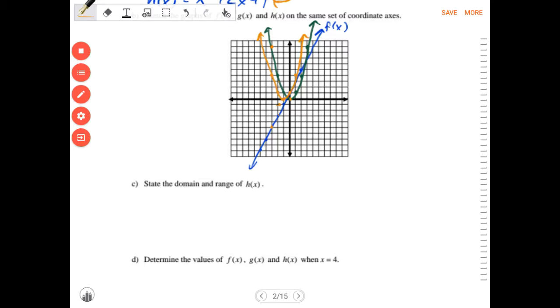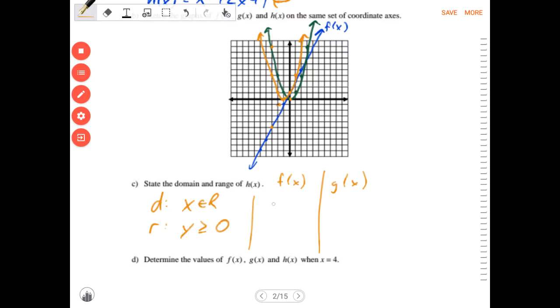Okay, so h of x, the domain, that is x is an element of the reals. The range for this guy is y is bigger than or equal to 0. So just for interest's sake, let's put on f of x and g of x as well, just to see.